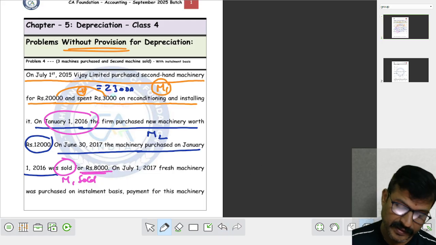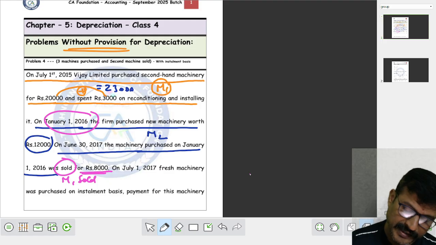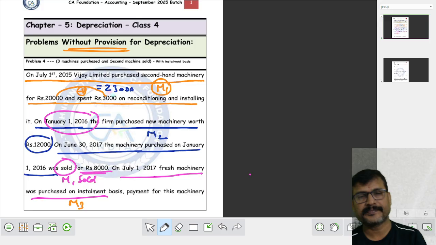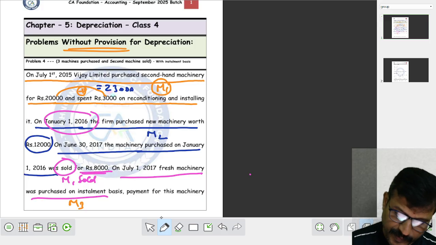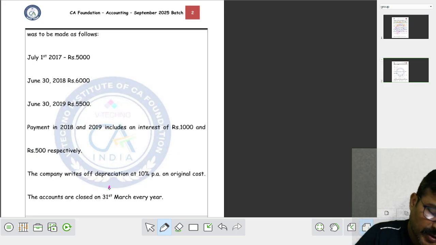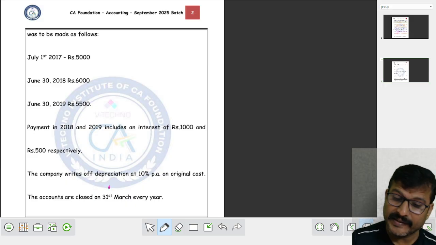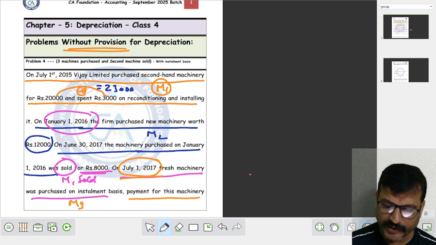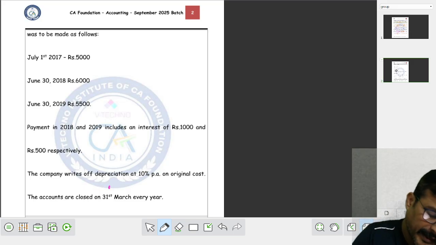Fine. What happened next? On 1st July 2017, a fresh machinery was purchased. What machine is it? They purchased M3 machine. The payment for this machinery, see how the payment is made. The payment is made on 1st July 2017, 5,000 rupees. See, they paid on July 17.